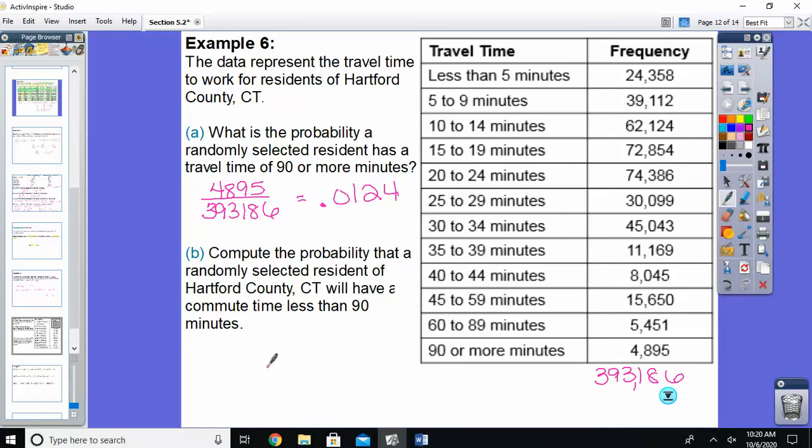Okay, so what would be the probability that the time would be less than 90 minutes? What would I have to do? Yeah, you could, if you have a lot of time on your hands, go through and add up all of those and do that out of the total. Or you could realize we already know the probability of being 90 or more, so less than 90 is just 1 minus that. They're complements. You get 0.9876.